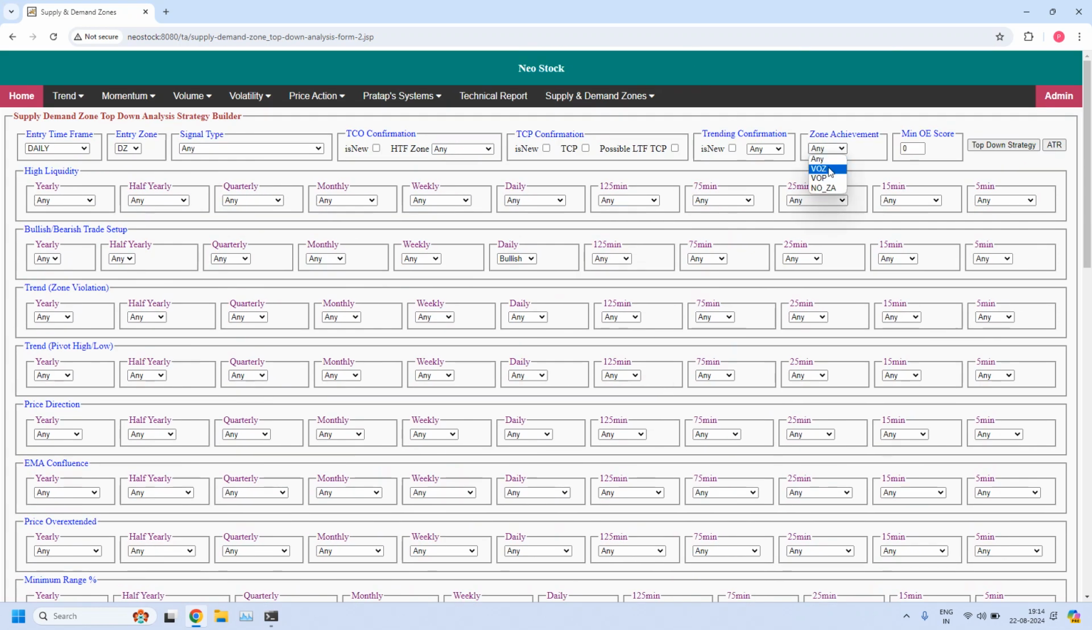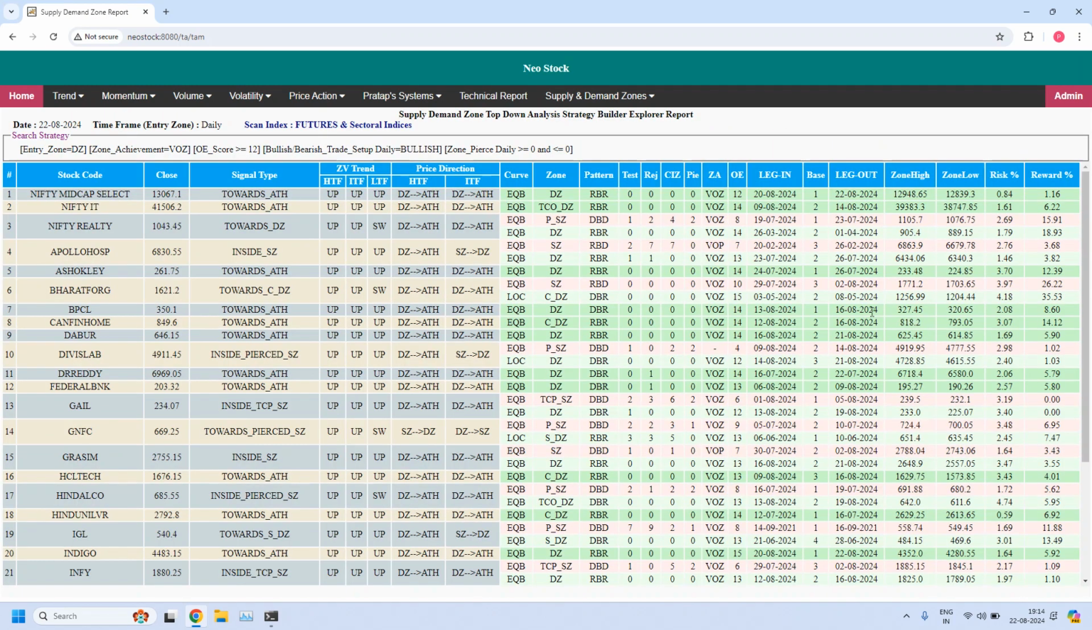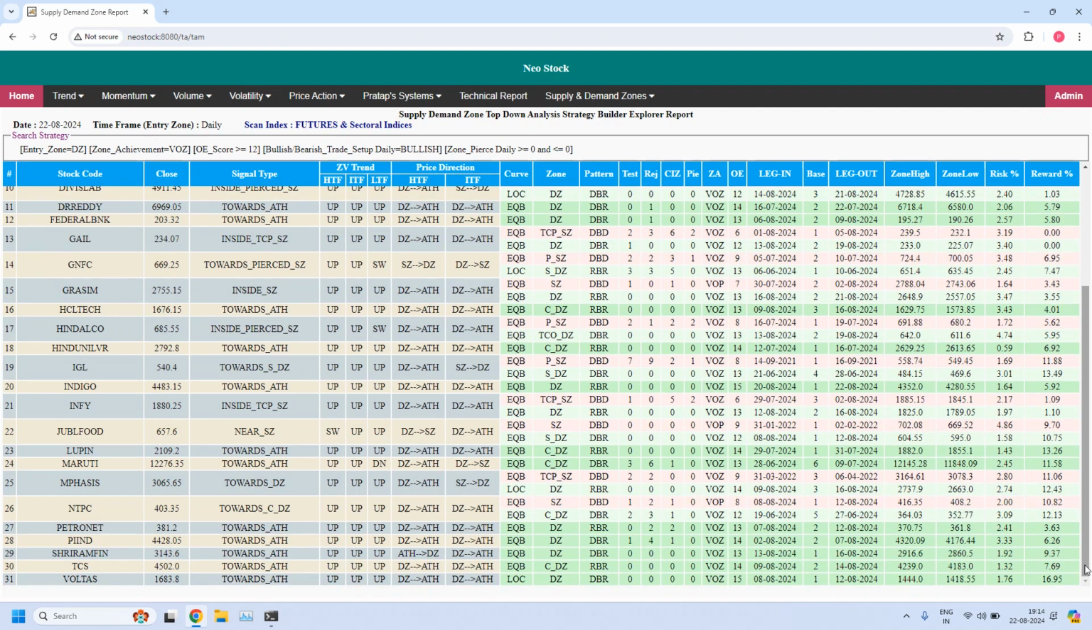And zone achievement is violated opposing zone. Minimum odd enhancer score is 12. All the filters are applied to this daily demand zone. And now I have filtered the stocks. A good number of stocks are filtered. These are the first 21 stocks in this list. And let me scroll the list down. So total 31 stocks are filtered, and these 31 stocks are currently supporting a bullish trade setup for monthly income trade.